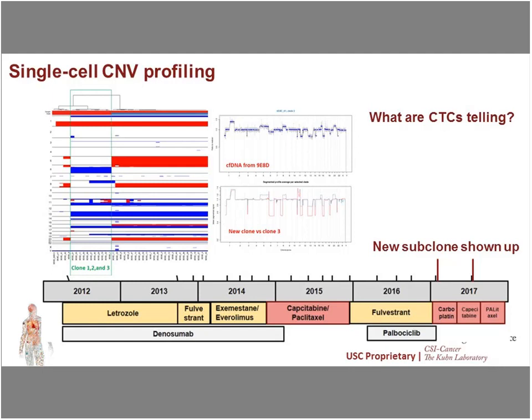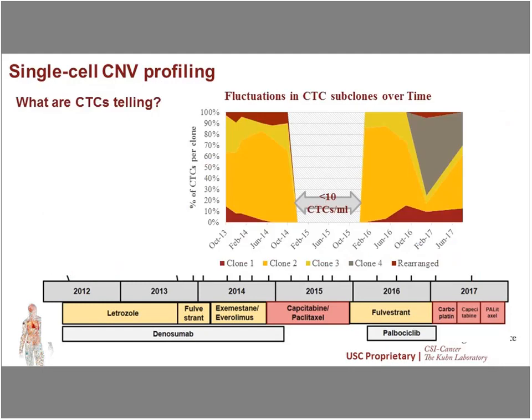Then let's put all the 700 single cells from 17 time points together in one big picture. So all analyzed CTCs genetically match one of the 4 subclones. The abundance of the clones varies depending on the treatment or the therapy response.